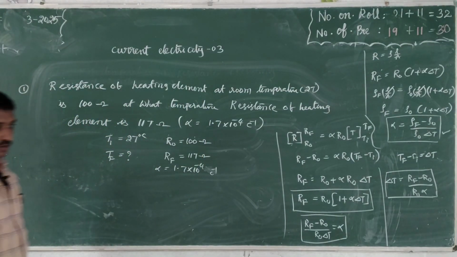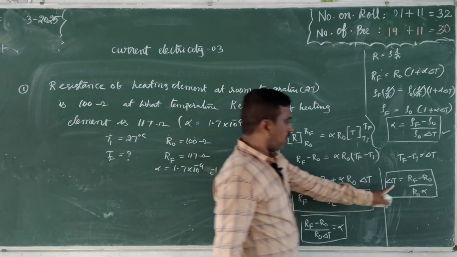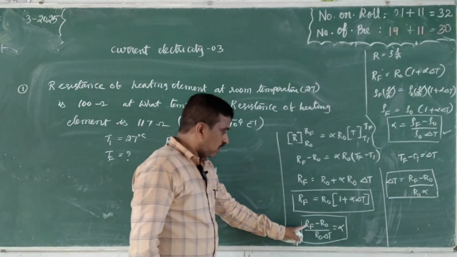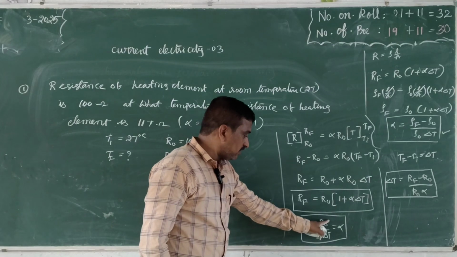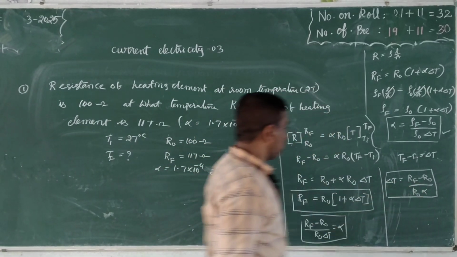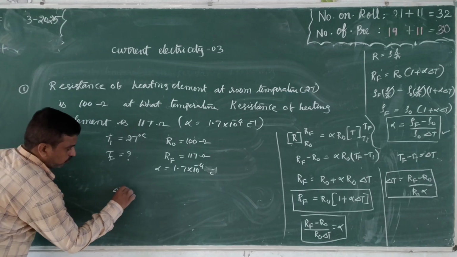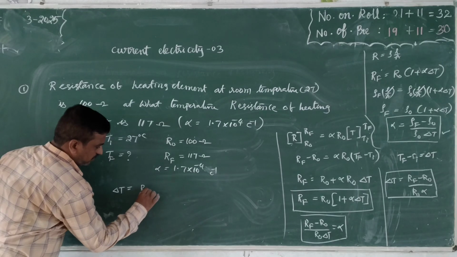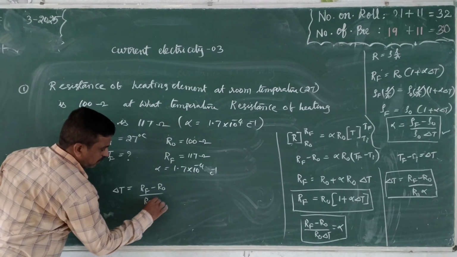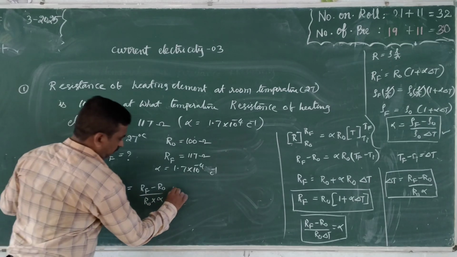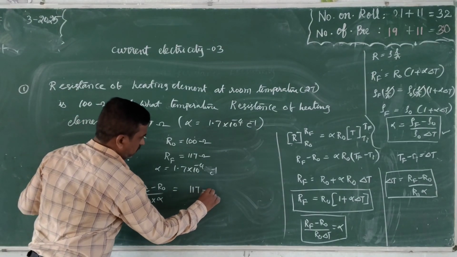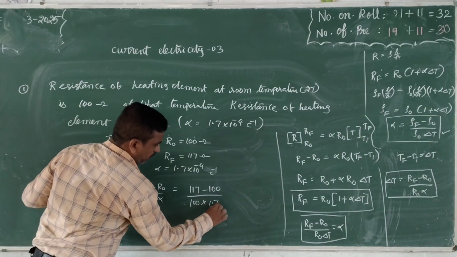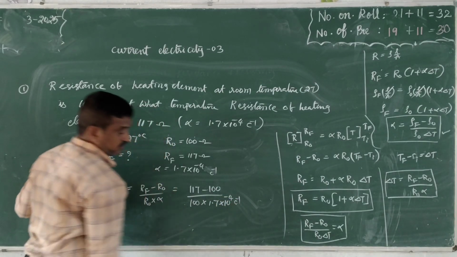For that, the formula we can use: final resistance Rf equals R naught into 1 plus alpha delta T. Alpha equals final resistance minus initial resistance by initial resistance into delta T. So delta T equals R final minus R initial by R initial into alpha. R final is 117 minus R initial 100, by R initial 100 into alpha value 1.7 into 10 power minus 4 Celsius minus 1.